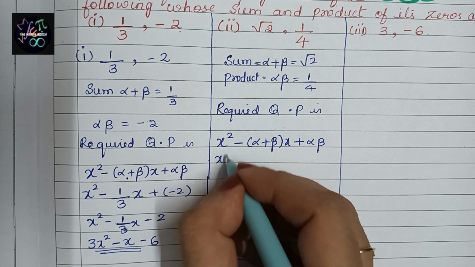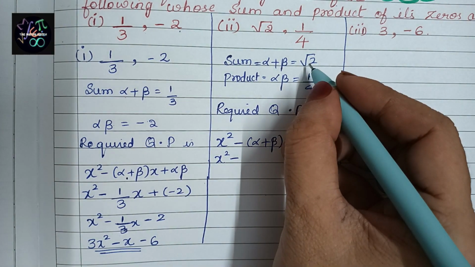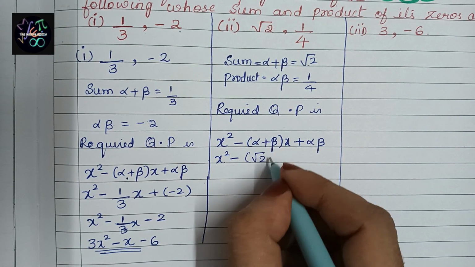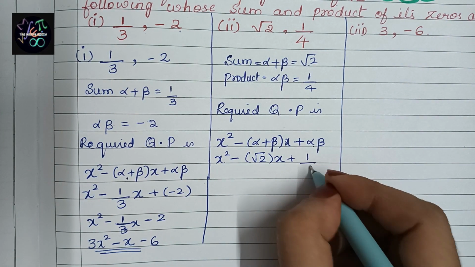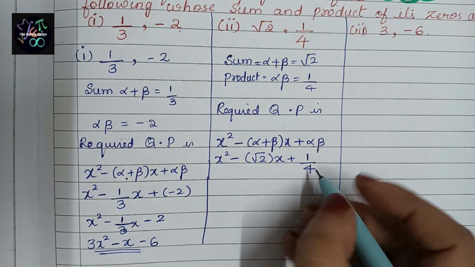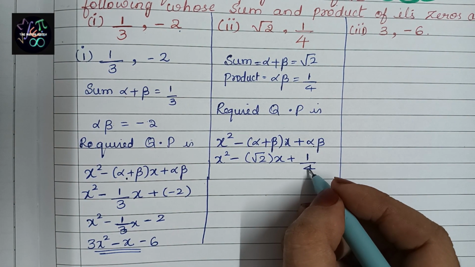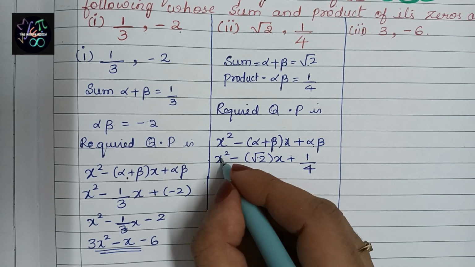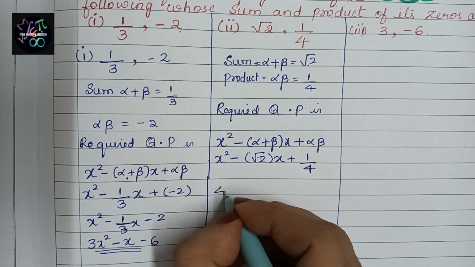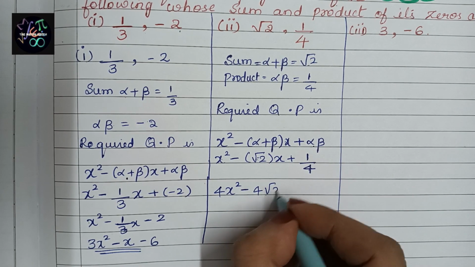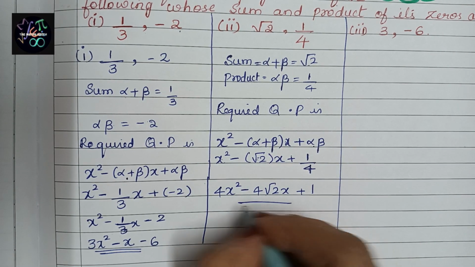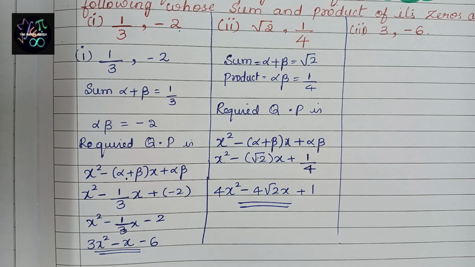X square we will keep as it is, minus alpha plus beta value is root 2, x as it is, plus alpha beta is 1 by 4. Let us write in proper form, 4 upon 1 by 4. Now we should multiply here also and here also. Let us multiply. 4 into x square, 4x square, minus 4 into root 2, 4 root 2 x, plus 1. This is our standard form of quadratic polynomial.